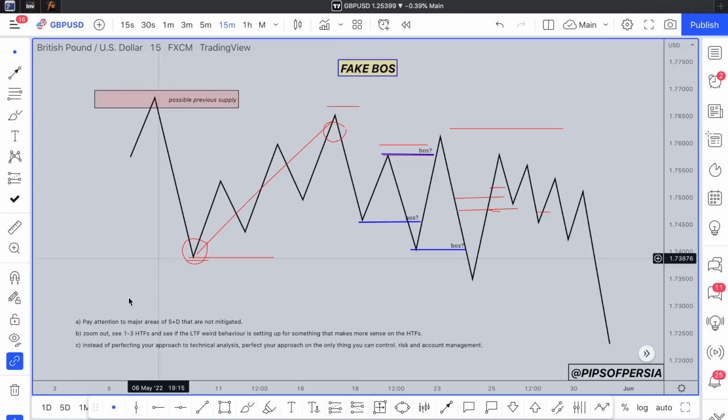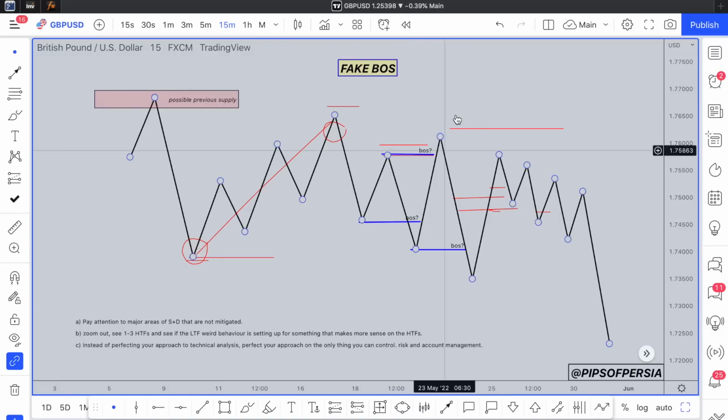The second thing you can do is zoom out and see 1 to 3 higher time frames and see if the lower time frame behavior is setting up for something that makes more sense on the higher time frames. So this is the slightly higher time frame picture. On the lower time frames, this is going to look even crazier.